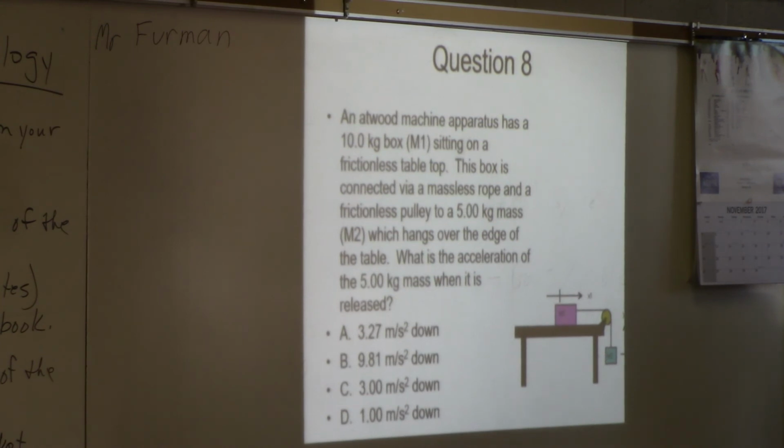All right, we're back to our friend the Atwood machine. Atwood machine has a 10 kilogram mass. This is the same one that we saw earlier, except now they give us the actual masses instead of just M1 and M2. What is the acceleration of the 5 kilogram mass when it's released? So we're looking for the overall acceleration.